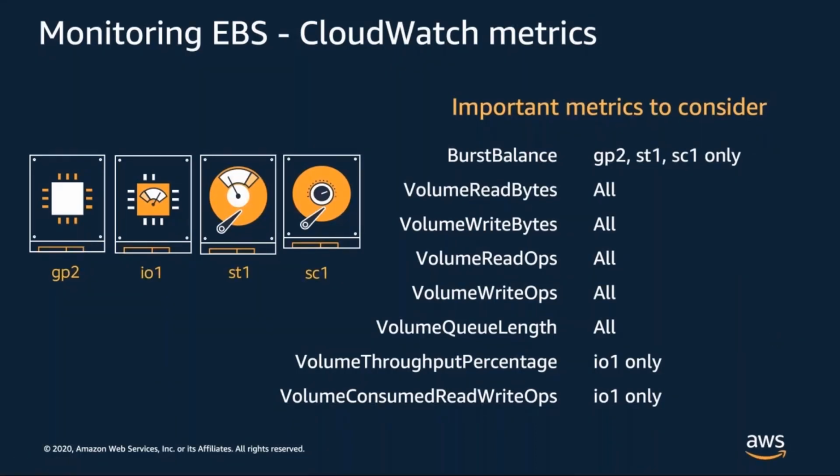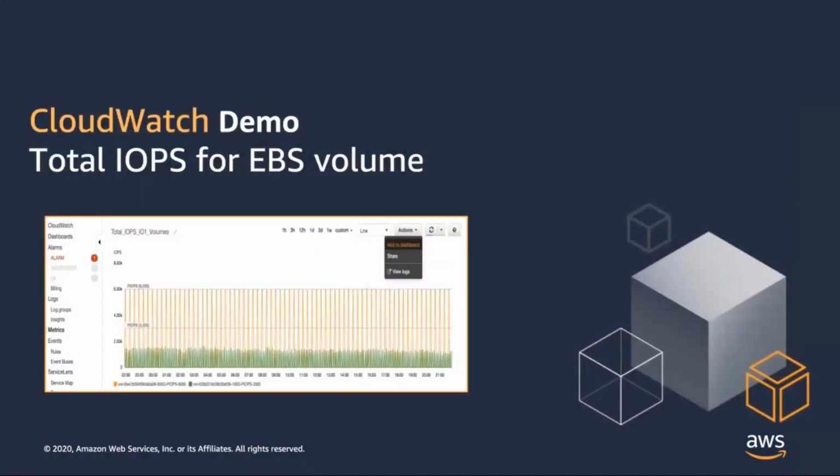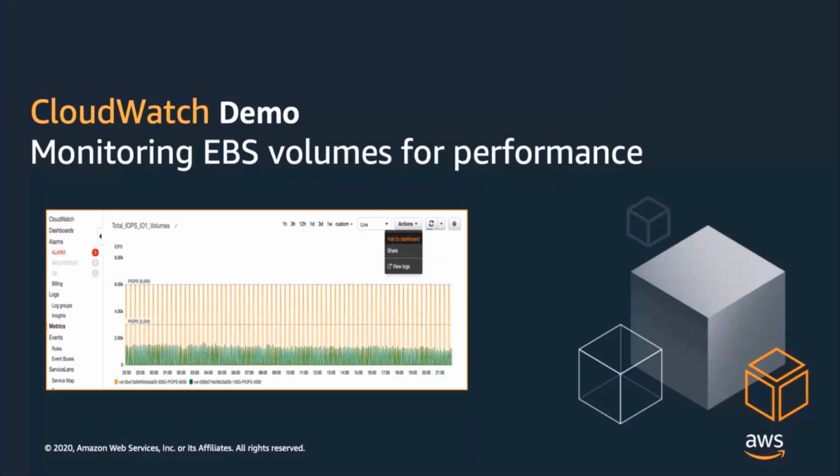Let's do a demo and see how you can monitor total IOPS for an EBS volume using CloudWatch metrics. In this demo, we will apply Amazon CloudWatch metric math to EBS volume performance metrics for total IO operations per second, or IOPS. Total IOPS is a derived metric, also known as a rate metric, from basic volume metrics, volume read operations, and volume write operations, or volume read ops and volume write ops, respectively. We will also create a dashboard in the CloudWatch console.